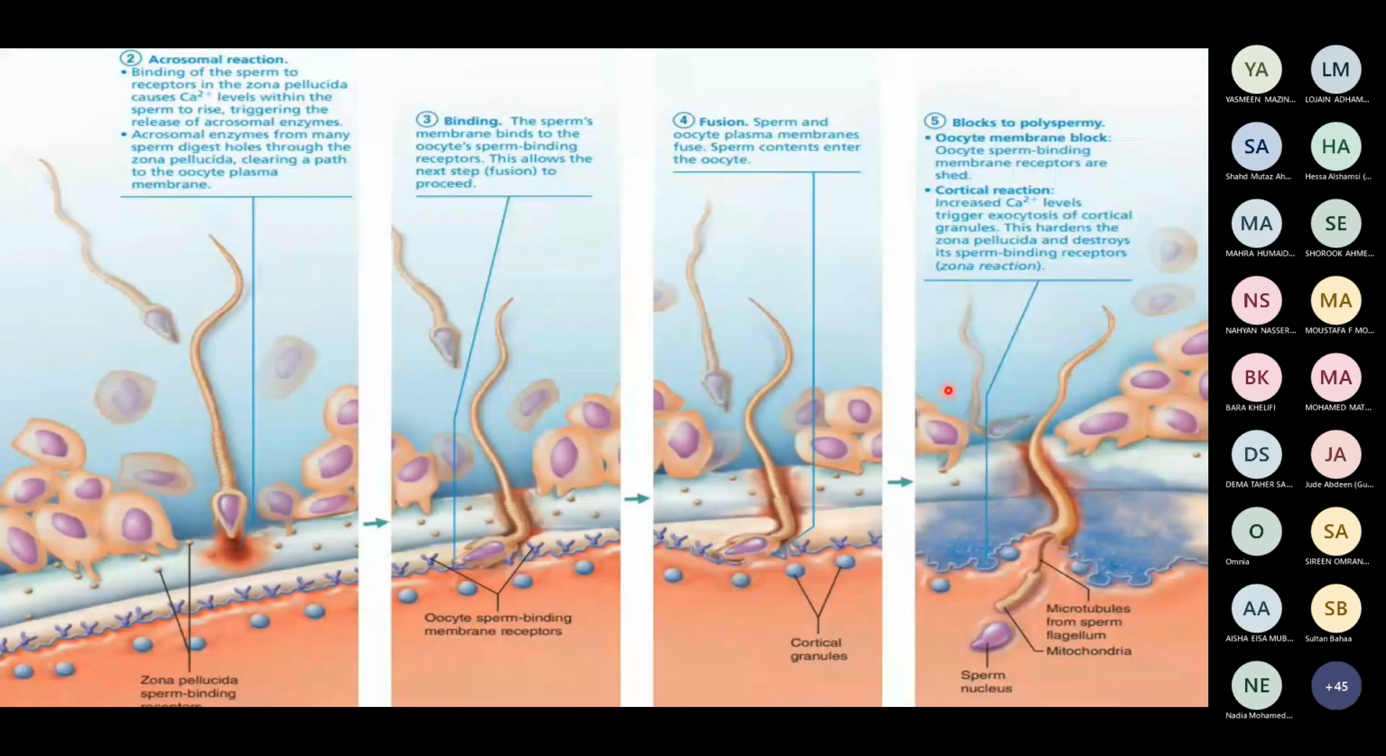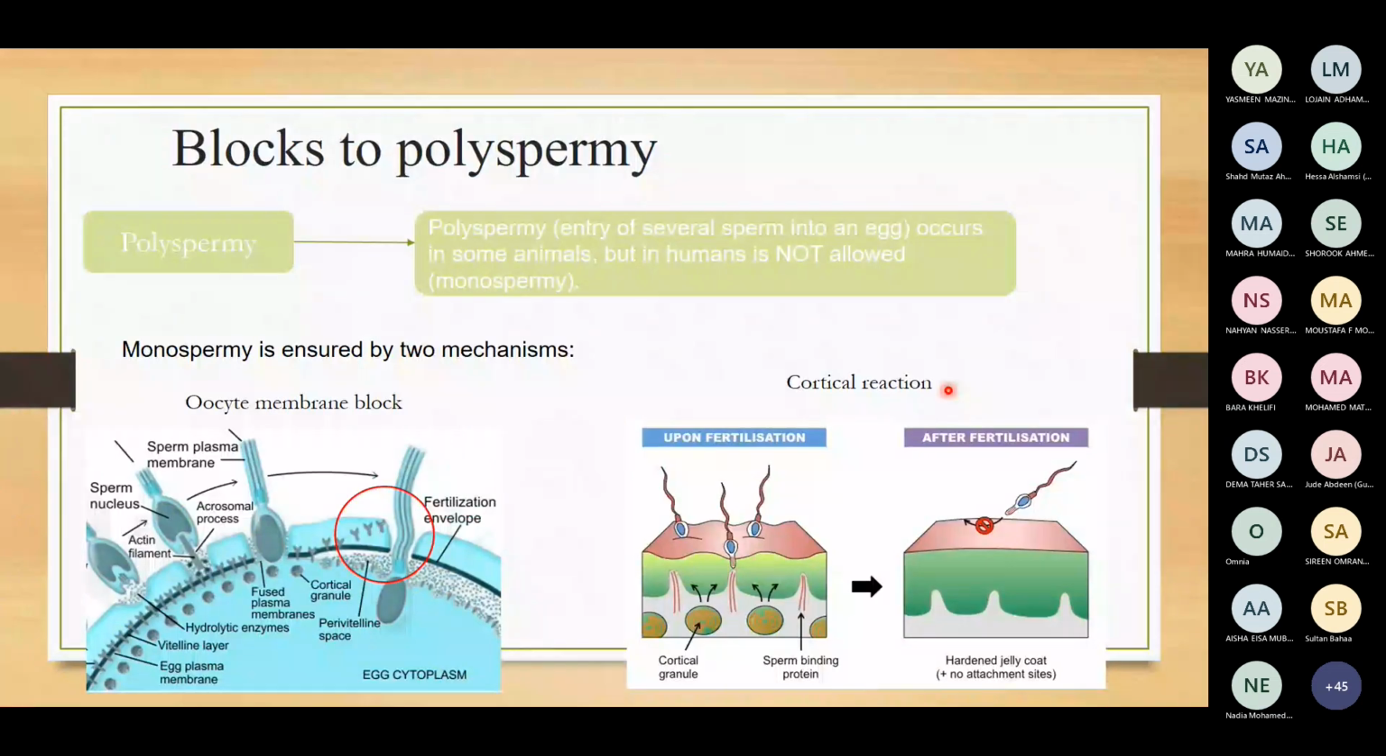Now, what is polyspermy? Let's talk about that. Polyspermy is when we have more than one sperm going inside an egg. Do we want that to happen? No. Why do we need so much genetic material coming from the male? We only need one copy from the female and one copy from the male. So once one sperm binds, we have two mechanisms that happen to ensure that no other sperm can bind to the egg. The first one is going to be the oocyte membrane block.